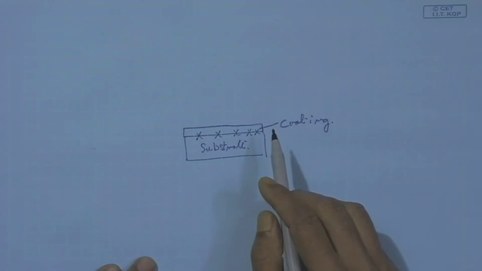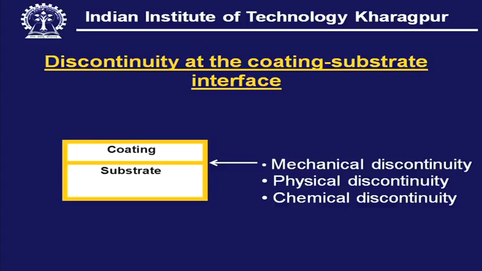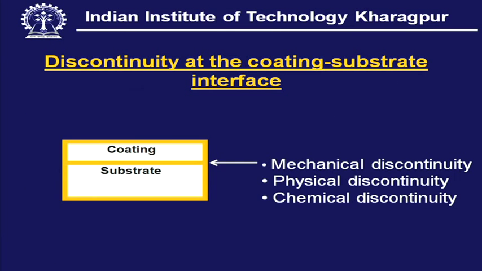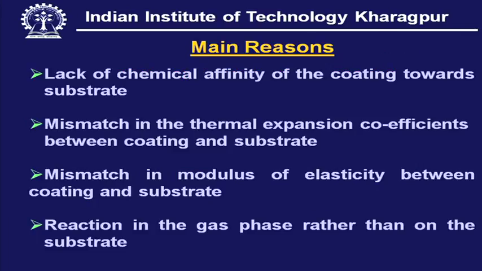Now, if we look at this coating substrate interface, what can we find here? What we can find here is actually the discontinuity in this interface and the coating. It can be said a mechanical discontinuity, physical discontinuity or chemical discontinuity. Main reasons: it can be the lack of chemical affinity of the coating towards the substrate.